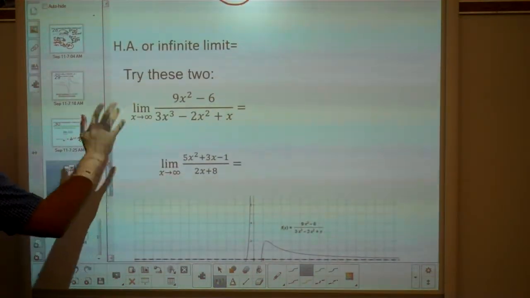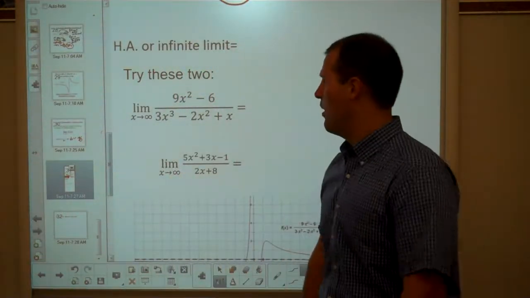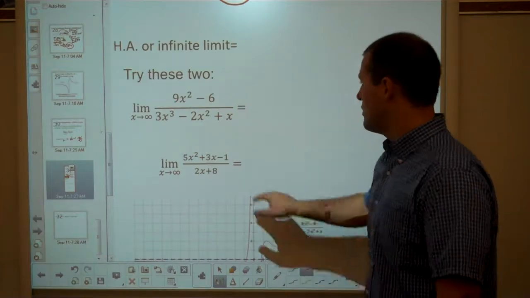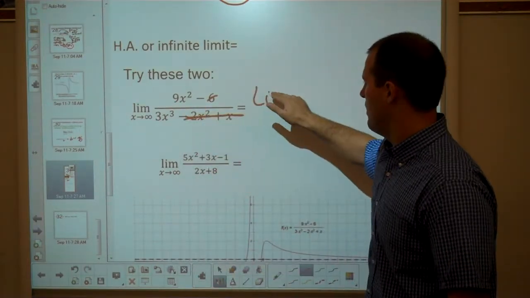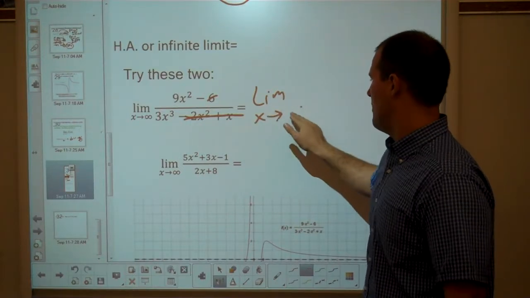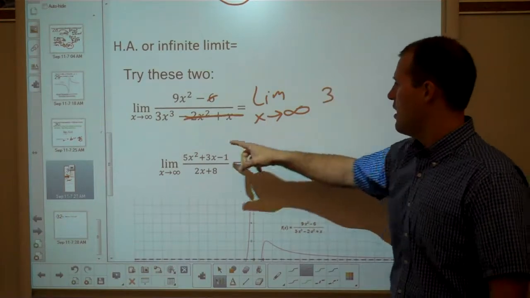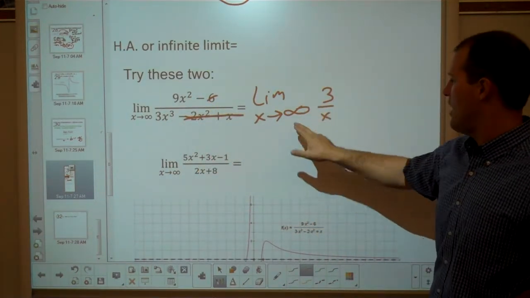Okay, so we're going to try these, and then we're going to look at some visuals of them. You may want to pause the video and try these on your own before watching the video and continuing. Okay, with these we're going to follow the same method, so we're going to cancel off all the smaller powers, and we're going to simplify. So limit as x approaches infinity of, let's see, 9 divided by 3 is 3, and x squared divided by x cubed is 1 over x, and so I get 3 over x.